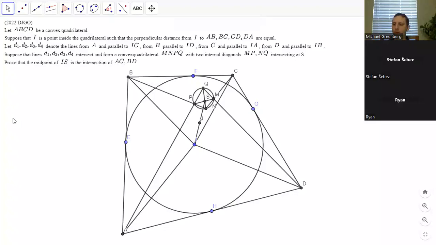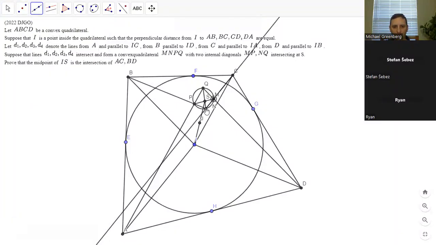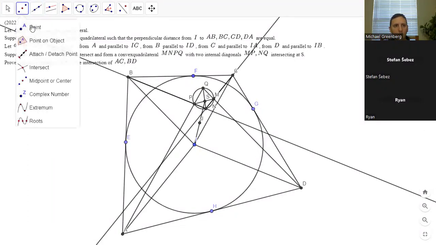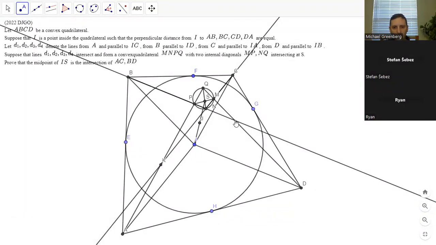Okay. So you complete the quadrilateral MNPQ. So you draw in the intersections of opposite sides, and that, yeah. Interesting. I probably would not have done that.